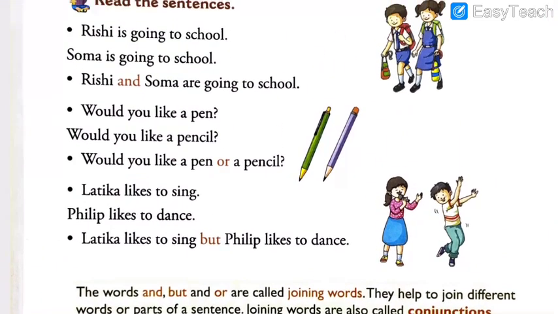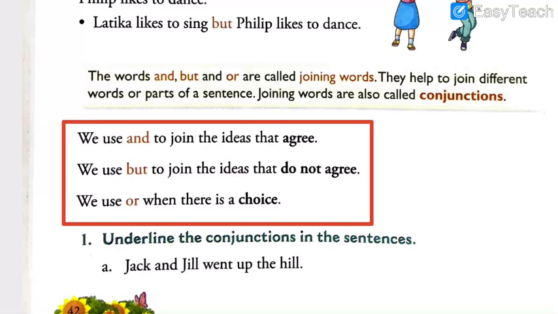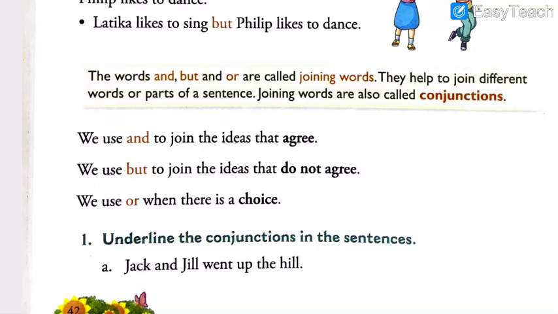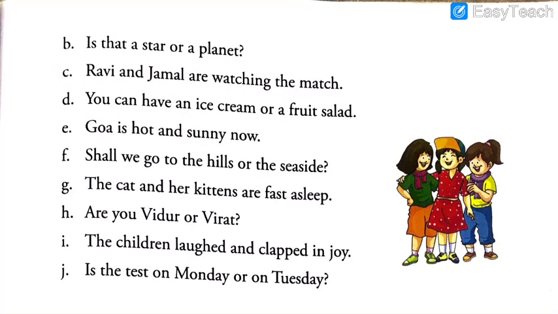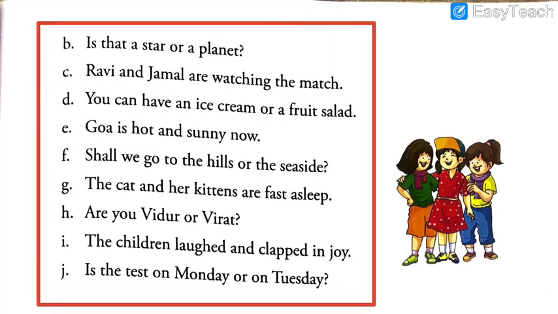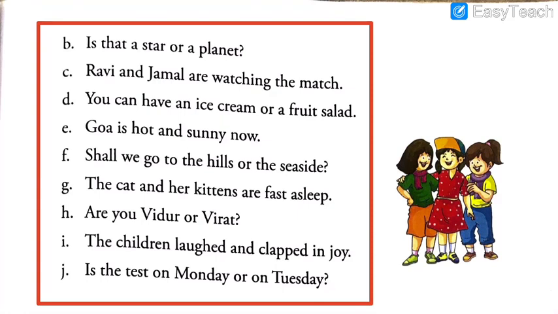Again, a clear example is given here. Would you like a pen? Would you like a pencil? So what will you like? Would you like a pen or a pencil? So it is combined with or. This idea which gives you the option is combined with or. Now I hope these three concepts are pretty clear in your mind. Now my dear students, if you remember, yesterday we solved all these sentences.